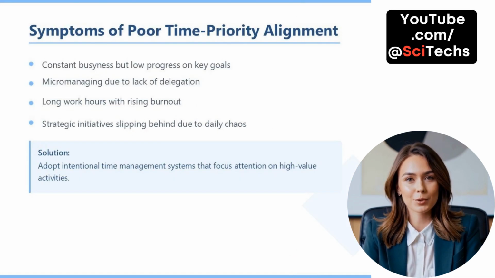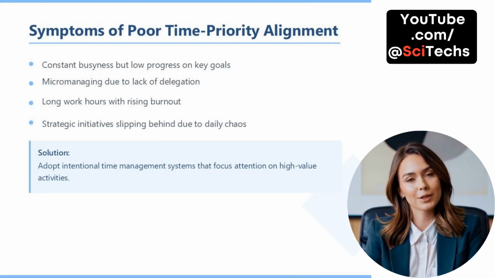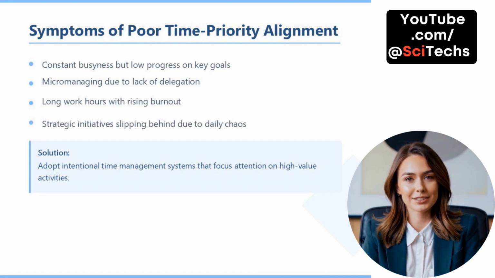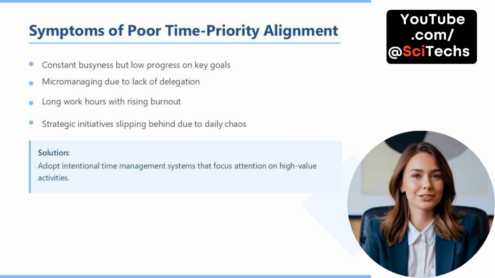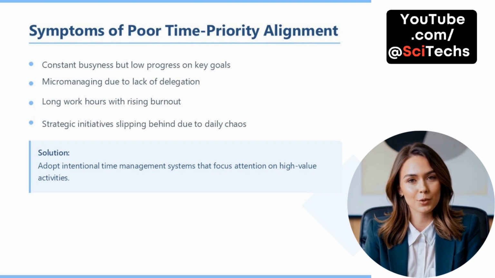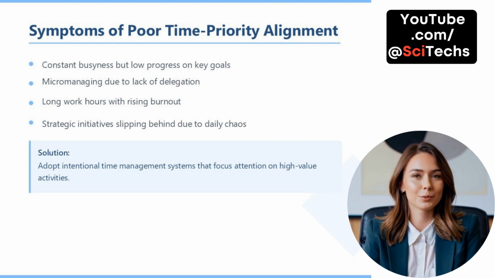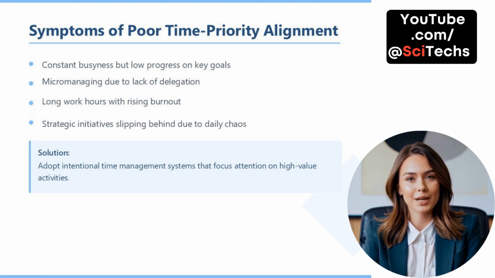Symptoms of poor time priority alignment. When time and priorities aren't aligned, the warning signs are easy to spot. Managers feel constantly busy but make little progress on strategic goals. That's because the urgent has overtaken the important. Micromanaging becomes common, not due to ego, but because managers haven't built delegation systems they trust. The result is long work hours and rising burnout. Even when managers work harder, they fall further behind. Strategic initiatives, those big, high-impact efforts, get delayed or dropped because daily chaos takes over.